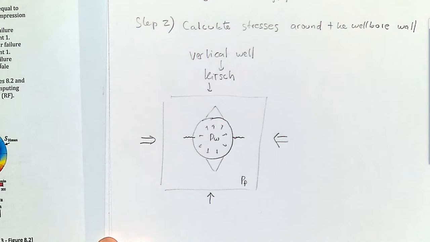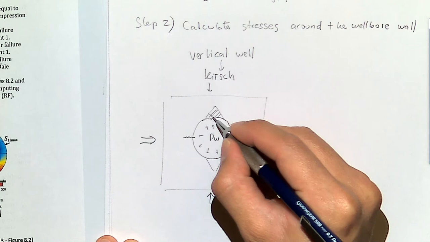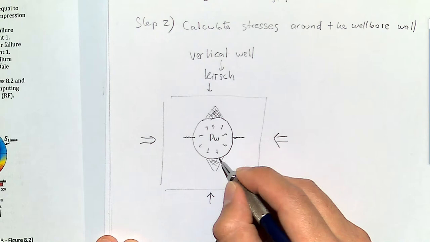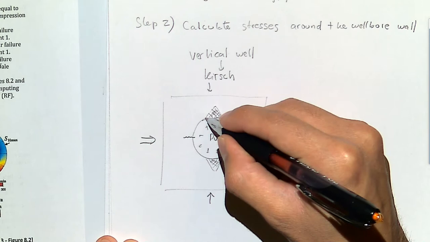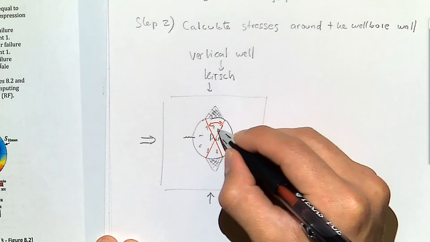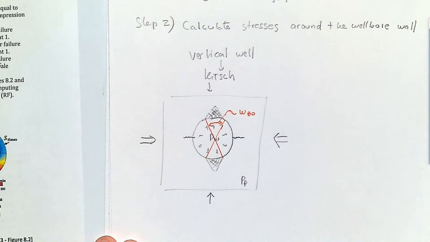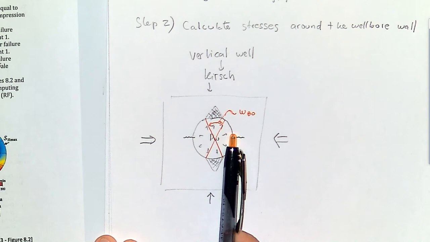I don't remember if we talked about this, but we could repeat this now. If you have a breakout, which is basically shear fractures propagating into the rock so that at some point that rock falls off the wall of the wellbore and gets into cuttings, this angle from here to here is what is called the wellbore breakout angle. And for a given pressure, you can calculate that.